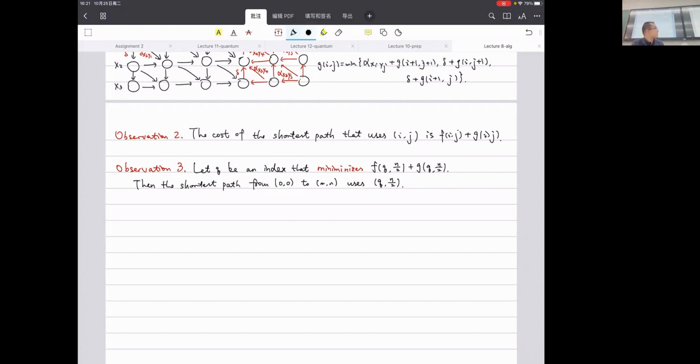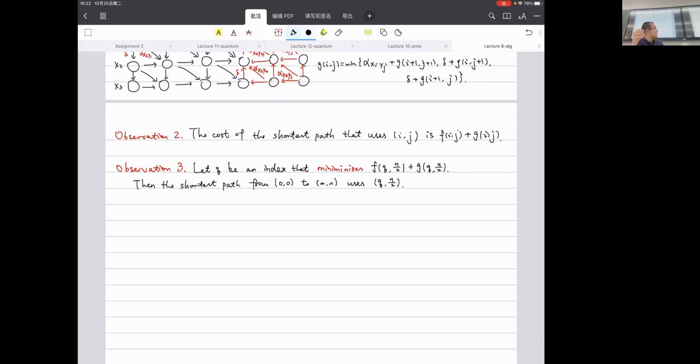If we have the capability to compute the optimal values of f and g, what is something that must be on the path? For instance, n over 2, maybe we just look at the middle. For n over 2, we can compute different q's. We can regard f(q, n/2) plus g(q, n/2) as a function of q.